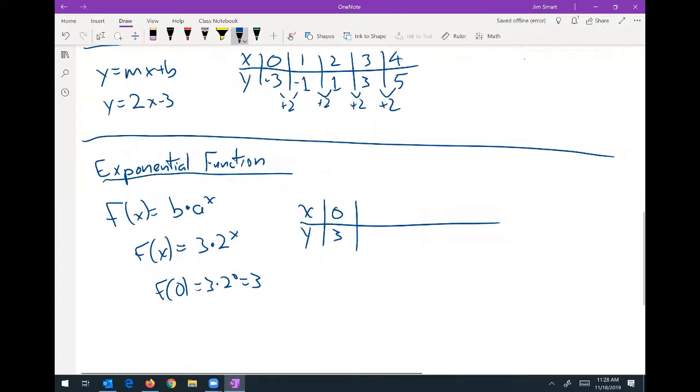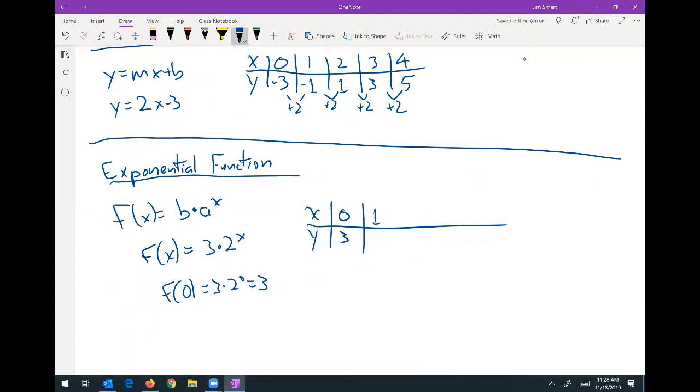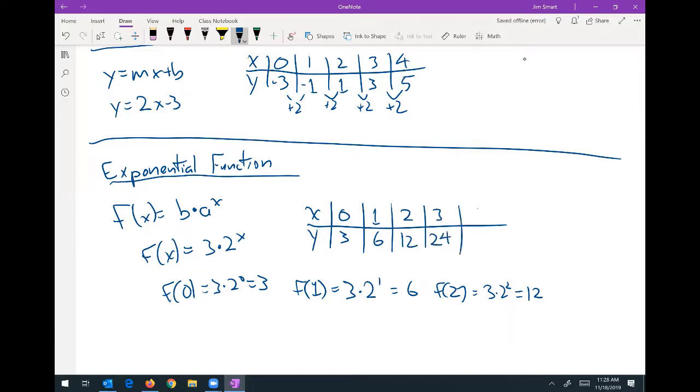Now each time we add 1 to x, what happens is I'm going to multiply by another 2. So when I do f of 1, I have 3 times 2 to the power 1, which is 3 times 2, which is 6. All right, when I do f of 2, that's 3 times 2 squared, which is 3 times 4, which is 12. So I got 2, 12. And then the next one will be 3, I'll double it again, 24. 4, double it again, 48, and so on.